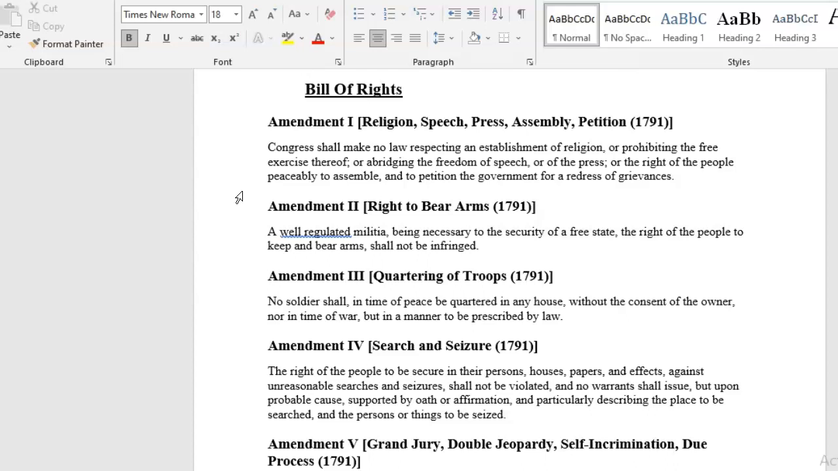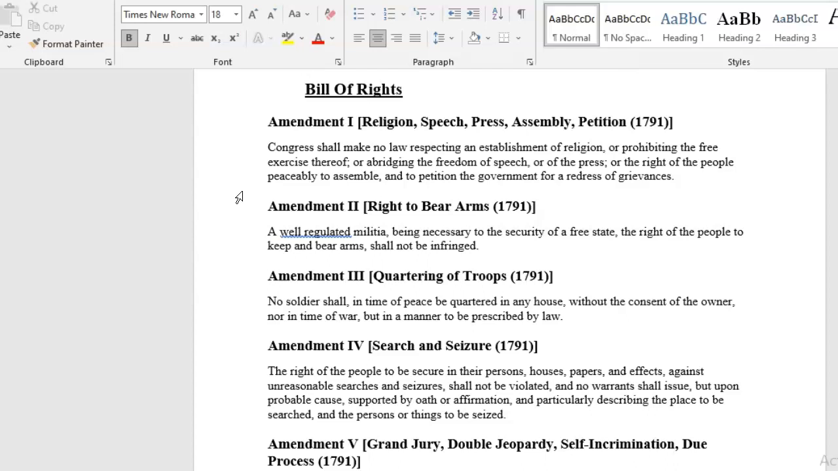So a lot of people kind of focus on the freedom of speech on this one, or a lot of times peaceably assemble, but it does include also freedom of religion, assembly, and petition. So you don't want to forget those. First Amendment, very important. Second Amendment, not much different.